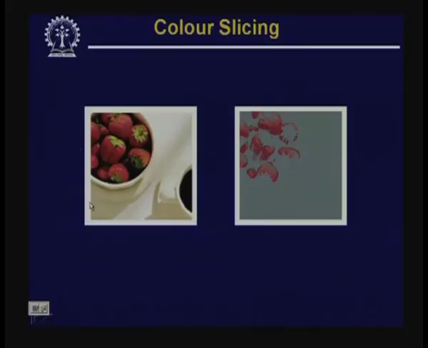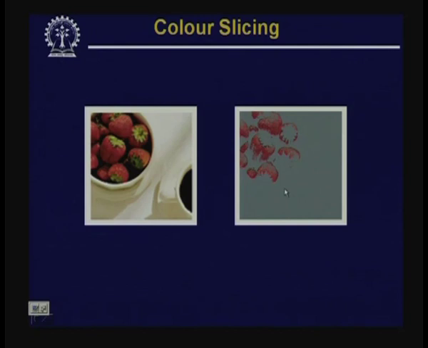So, by using this transformation, you find that from this color image, if I want to extract the regions which are near to red, then I get all those red components extracted in this right image. And for all other points where the color is away from red, you find that they have got a gray shade.